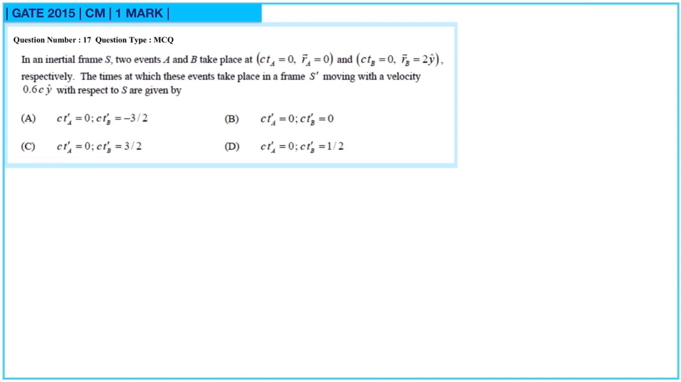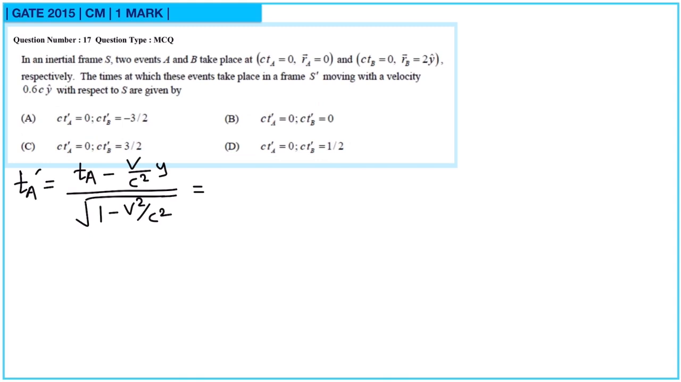Next question. In an inertial frame S, two events A and B take place at ct_A is equal to 0, r_A is equal to 0 and ct_B is equal to 0, r_B is equal to 2y respectively. The times at which these events take place in frame S dash, moving with velocity 0.6c in the y direction with respect to S, is given by. So the frame is moving in y direction. Now t_A dash will be equal to t_A minus V by c square y, upon under root 1 minus V square by c square.